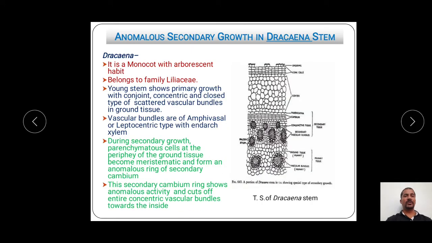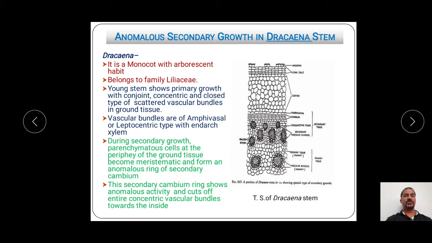Now moving to our actual topic, that is the anomalous secondary growth in Dracaena stem. Dracaena is a monocot which shows the arborescent habit. That means wood formation takes place in the stem of Dracaena. Dracaena belongs to the family Liliaceae.